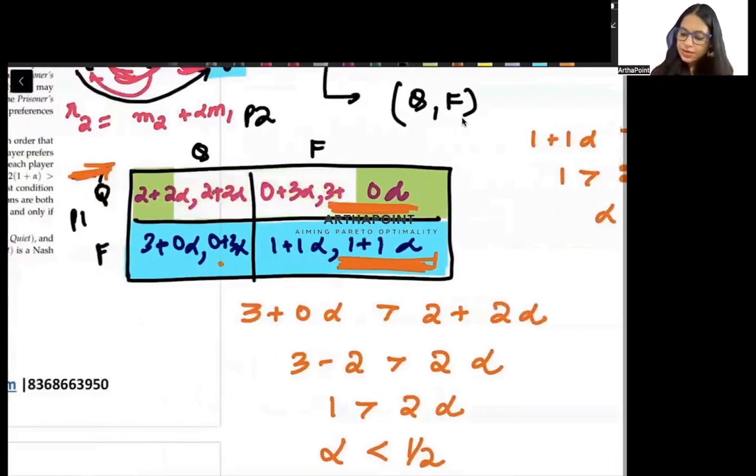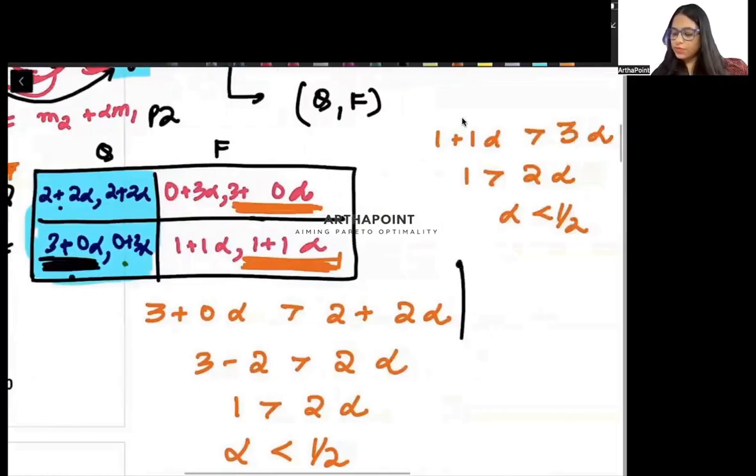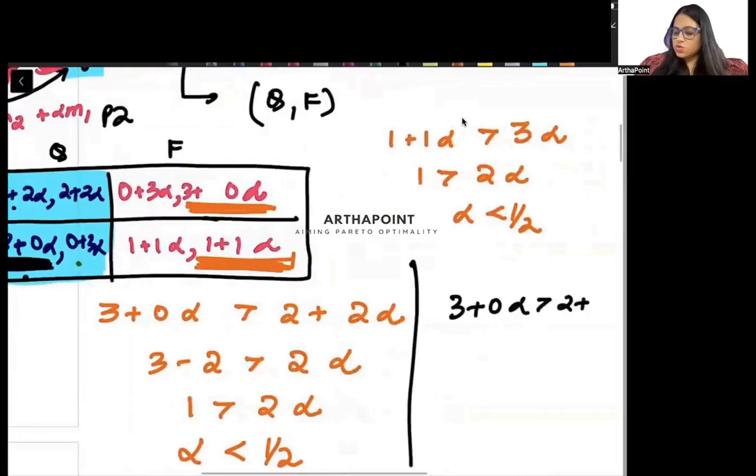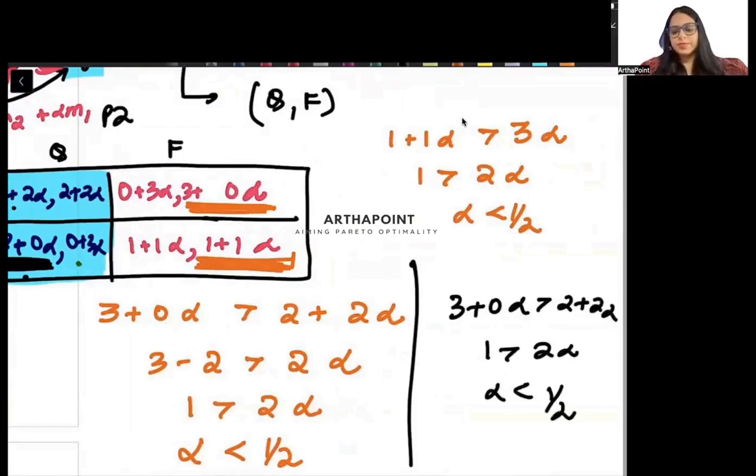Now, when player 2 chooses quiet, I want player 1 to choose Fink. That means I want him to choose this. So I want this value to be greater than this value. So I want 3 plus 0 alpha to be greater than 2 plus 2 alpha. So I want 1 to be greater than 2 alpha. So alpha to be less than half. We get the same answer from here too.